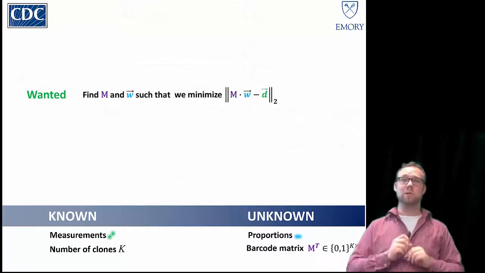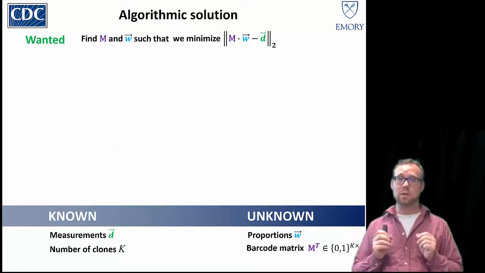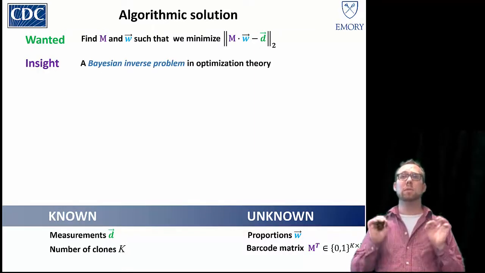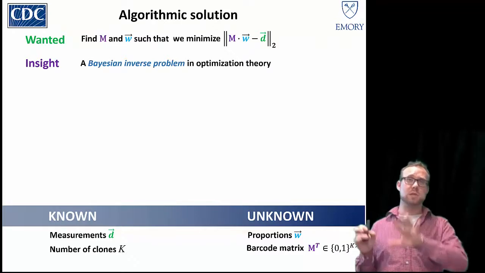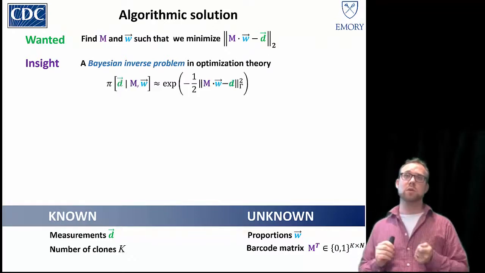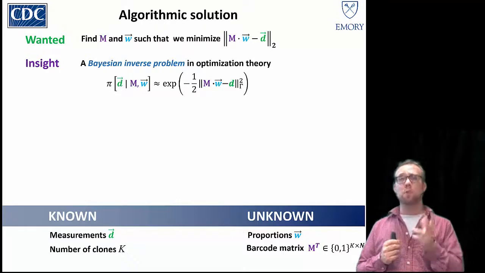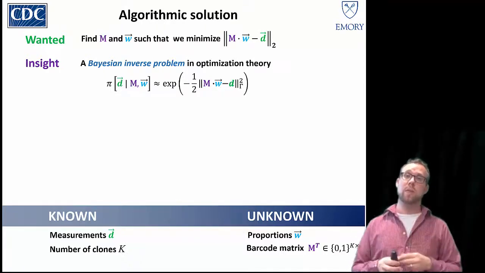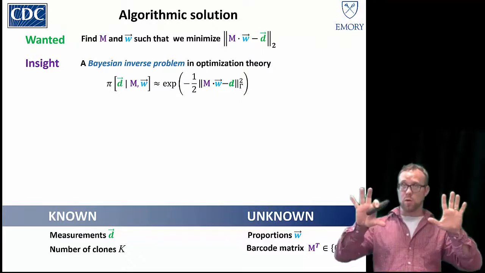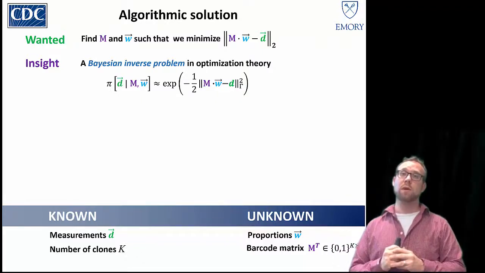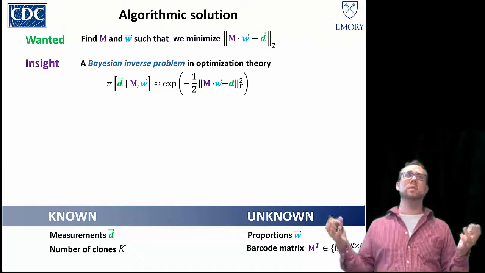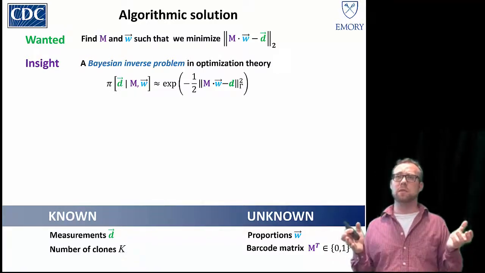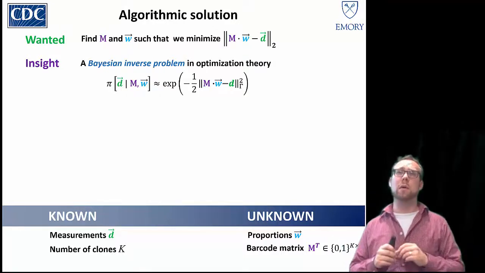This particular problem is outside the realm of regular linear algebra, and so we're going to need some new tools. This is something called an inverse problem. In general, this is an inverse problem. If we take a Bayesian approach to it, what we're saying is that the probability that we'll see vector D, given that we actually know the barcode matrix M and we know the proportions W, then an assumption we can make is to say that the noise itself is Gaussian and independent. We can encode that with something called capital gamma.